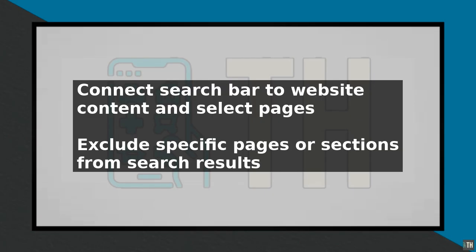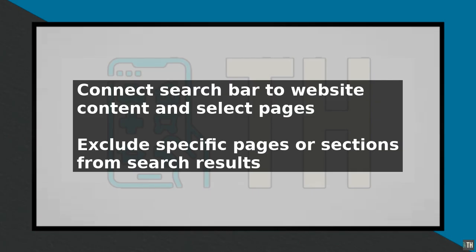To further customize the search results, click on the settings icon and select Search Settings. Here you can adjust the search algorithm, result display, and other advanced settings to fine-tune the search experience.